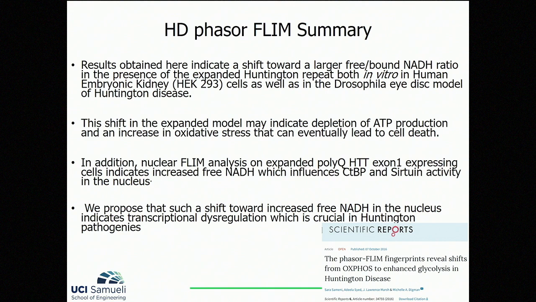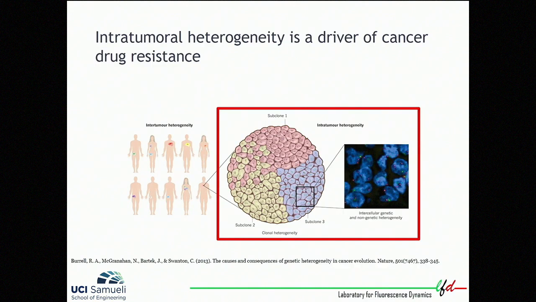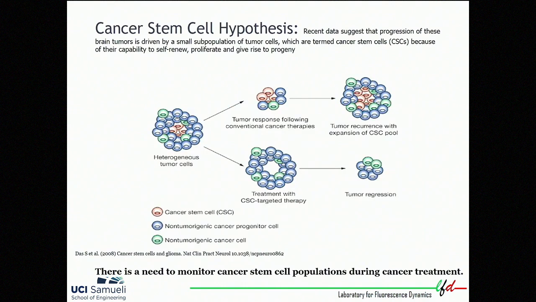impact of this form. So finally, I would like to show you an example of some work that we're doing in the lab in regards to human associated diseases. This is looking at heterogeneity as a driver of cancer drug resistance.